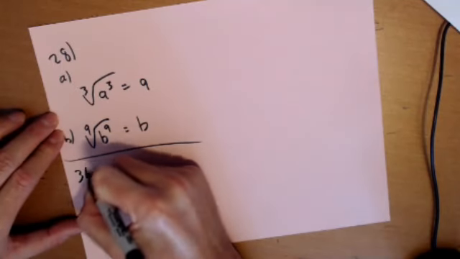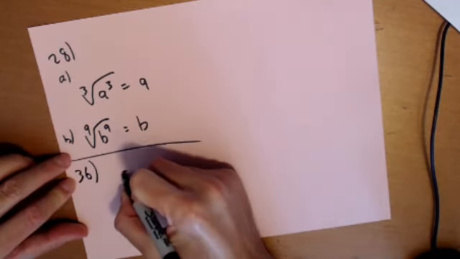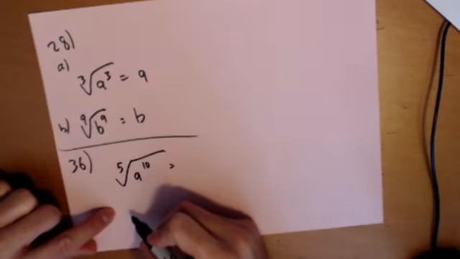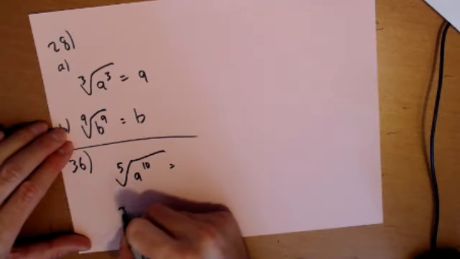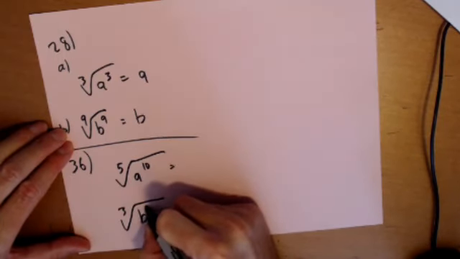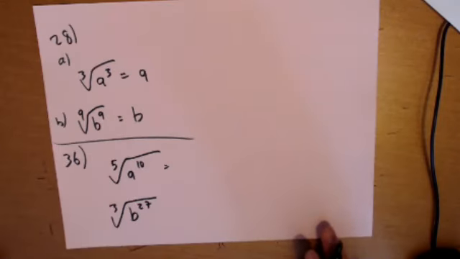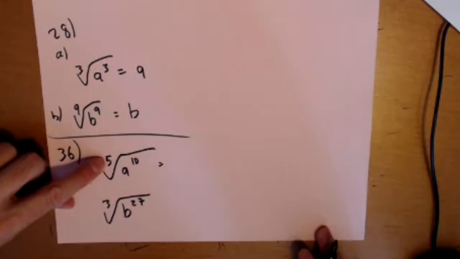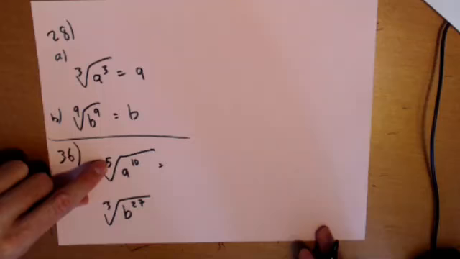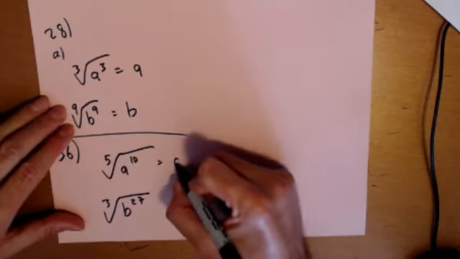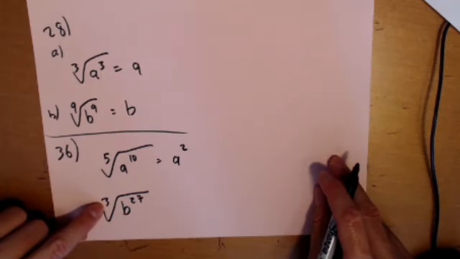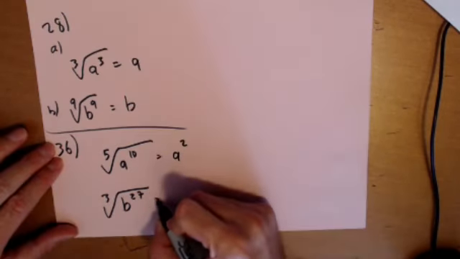Let's just try this one. 36. I know I skipped ahead a little bit. The 5th root of a to the 10 and the 3rd root of b to the 27. Okay, this is going to explain it. So, the root tells you you're taking things out in groups of 5. We have a to the 10th. So how many groups of 5 can we yank out? 2. Okay. We have b to the 27th. We're taking out groups of 3. How many groups of 3 can we rip out? 9.